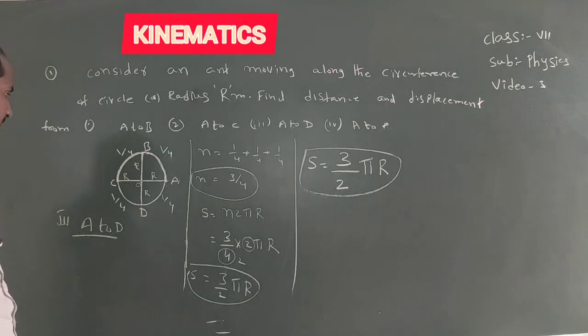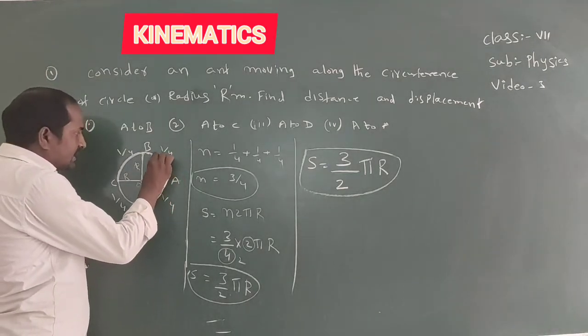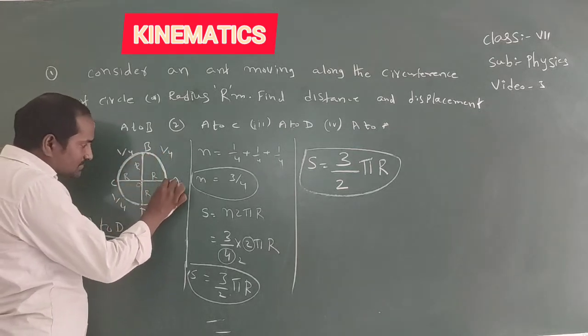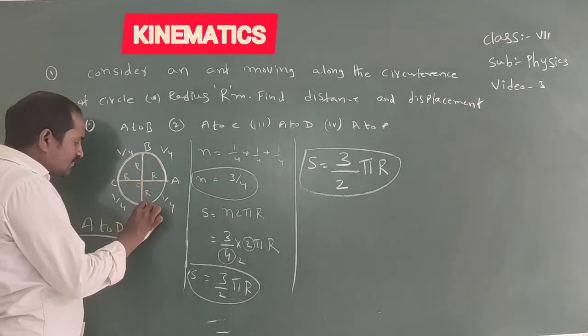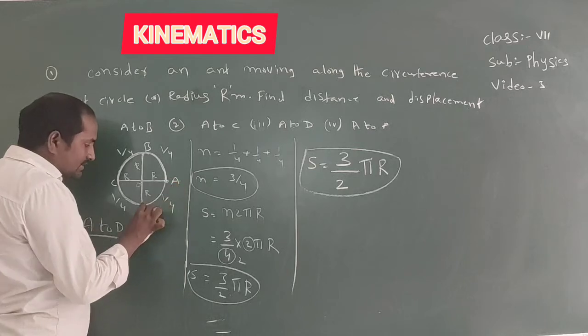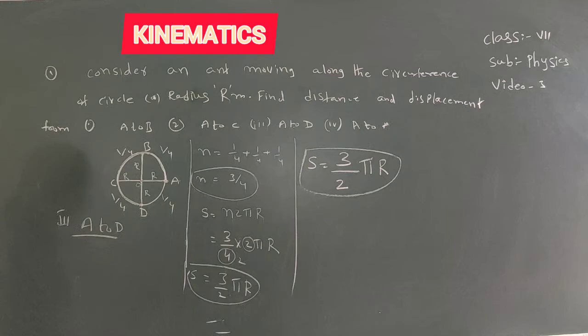Now displacement. Listen, what is meant by displacement? The shortest distance between the initial and final. The body, means the hand, is moving from A to B, again B to C, again C to D. So what is the initial point here? A is the initial point. D is the final point. What is meant by displacement? The shortest distance between initial and final.